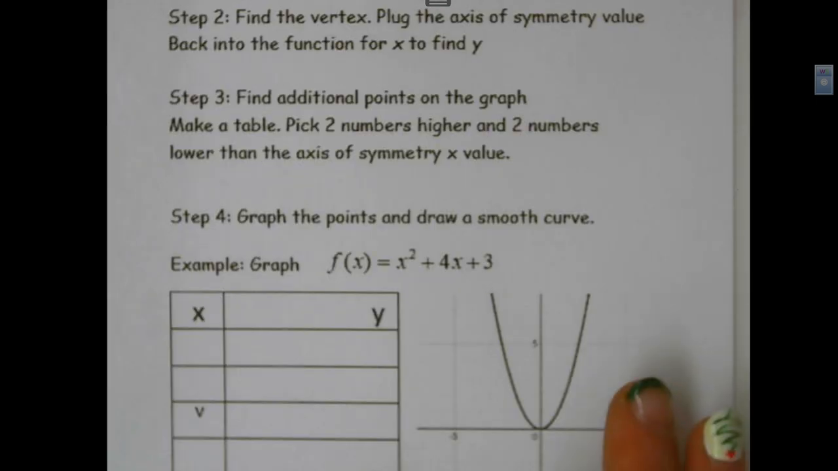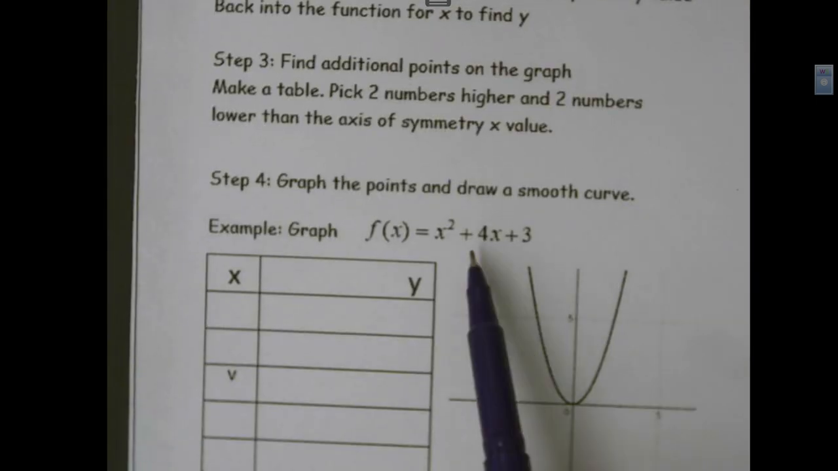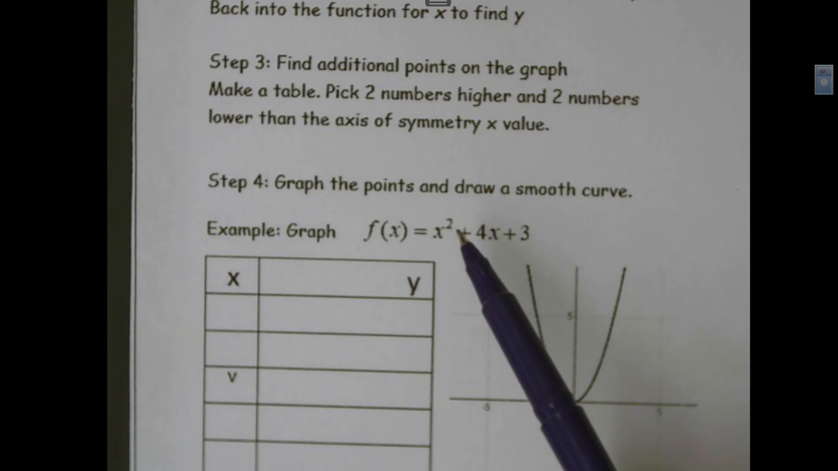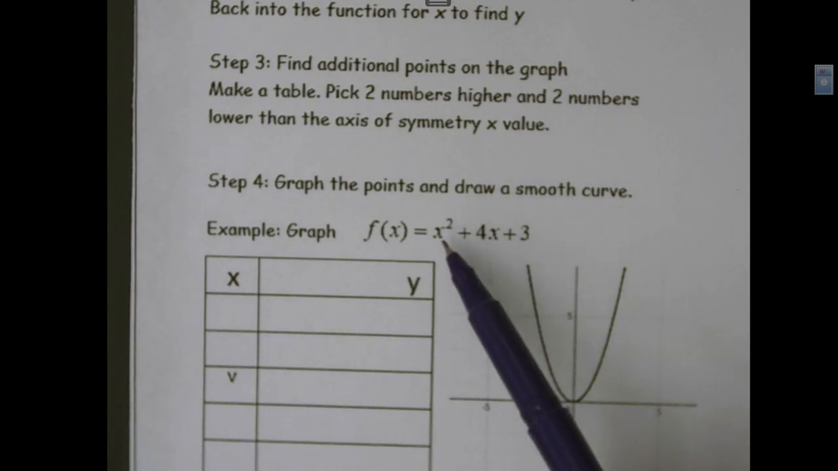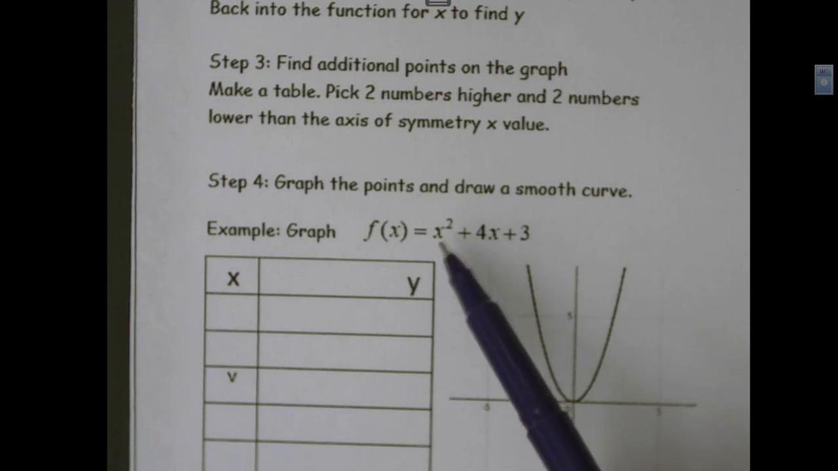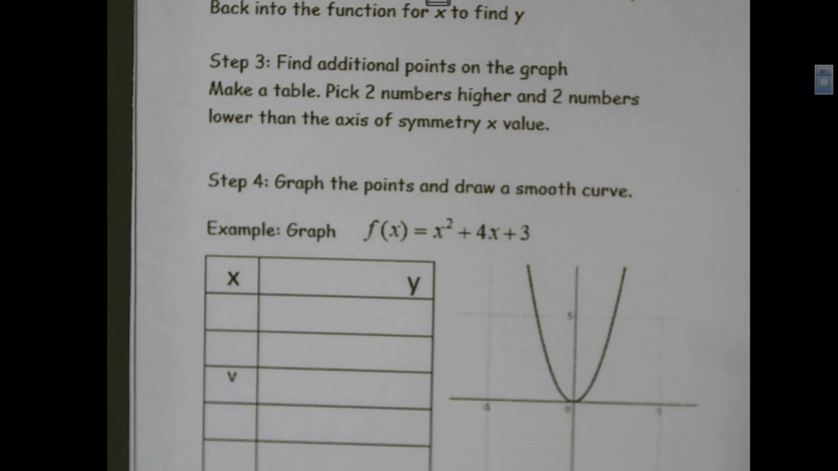So here's an example. This is a quadratic function. Notice that it has a squared, and that's what makes it quadratic. Remember, linear, x was to the first power. With exponential, we had that x as the exponent. So now you're going to notice all of these functions are somewhere going to have an x squared value.